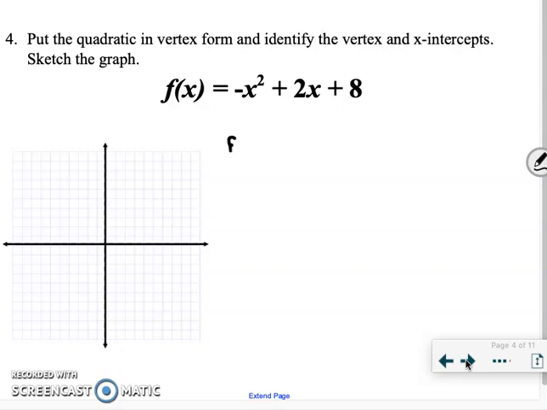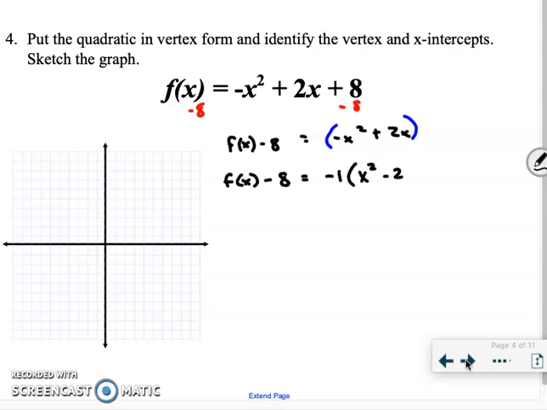So if we go to complete the square, I've got f of x on the left side. I want to get this constant moved over as quickly as possible. So I have f of x minus 8. That's going to leave me with negative x squared plus 2x. When we go to complete the square, we're just not ready yet because I have that lead coefficient of negative 1. I need to have a lead coefficient of positive 1, which tells us that we have to factor the negative 1 out. And now we have a slightly different setup.